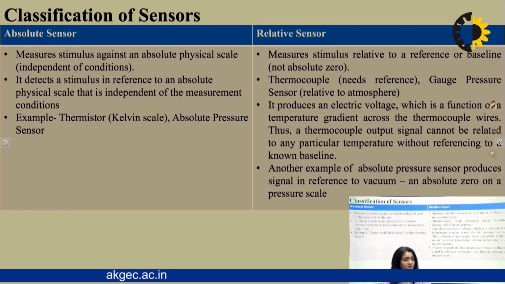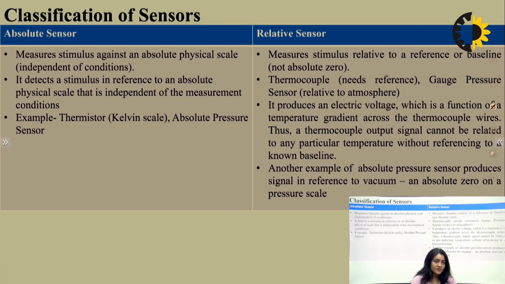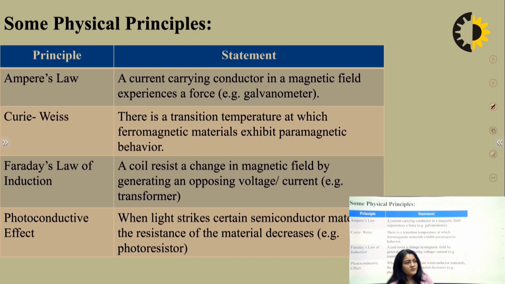In comparison to that, relative sensors measure stimulus relative to a reference or baseline, not absolute zero. For example, a thermocouple needs a reference. A gauge pressure sensor is relative to atmosphere. A thermocouple produces an electric voltage which is a function of the temperature gradient across the thermocouple wires. Thus the thermocouple output signal cannot be related to any particular temperature without reference to a known baseline. Another example of an absolute sensor produces a signal with reference to vacuum, an absolute zero pressure sensor. So these are the kinds of sensors.